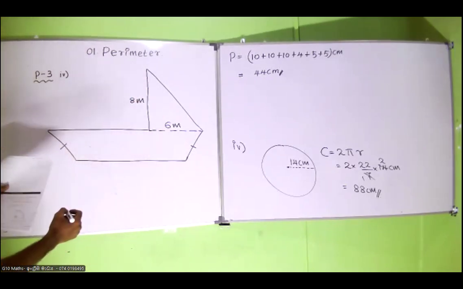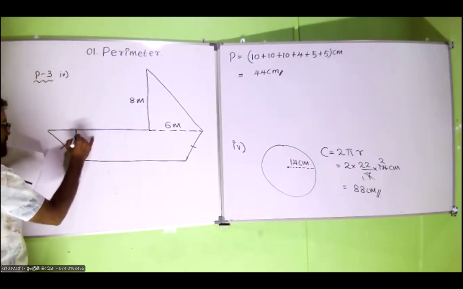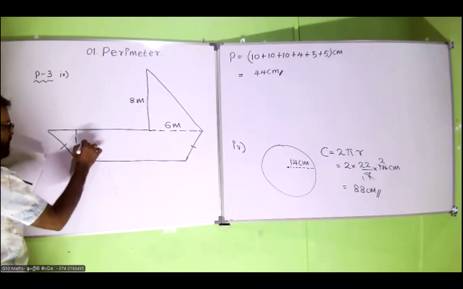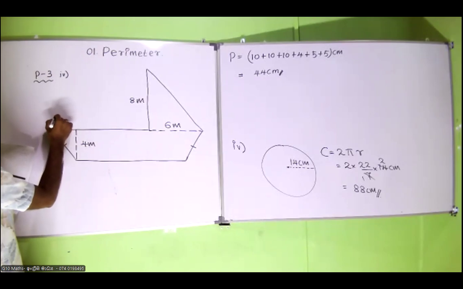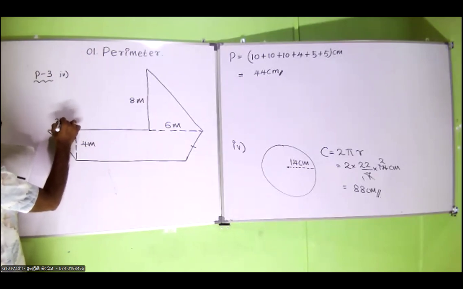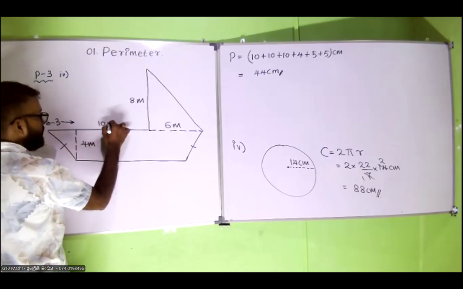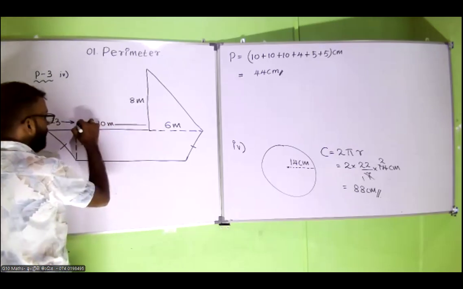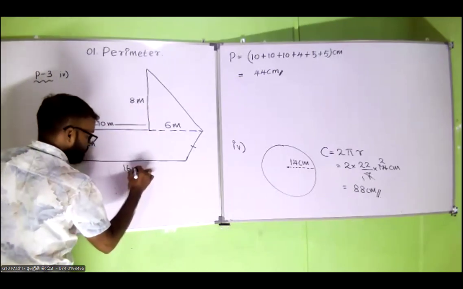Right? So this small length has been given as 4 meters. This is 3 meters. I'm not going to put the meter. And this length is 10 meters. This whole length is 16 meters.